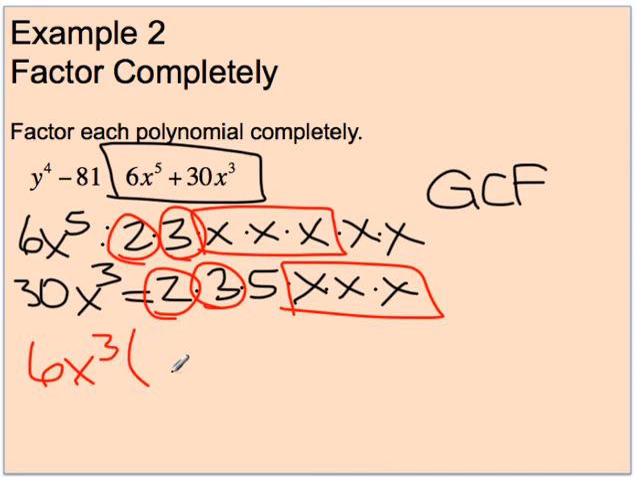After that, we have x squared plus 5. So we have to check our rules to see if there's any way that we can factor x squared plus 5. And in this case, there is not, so this is our final answer.